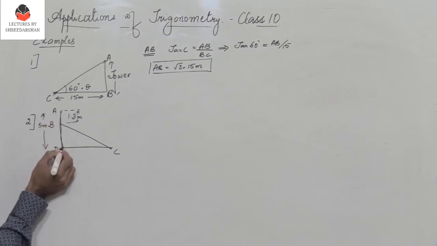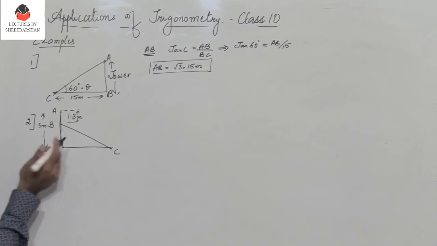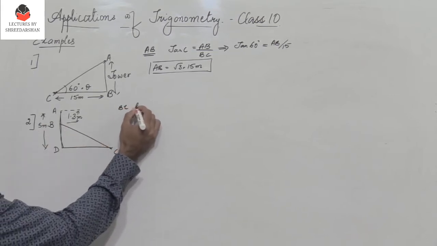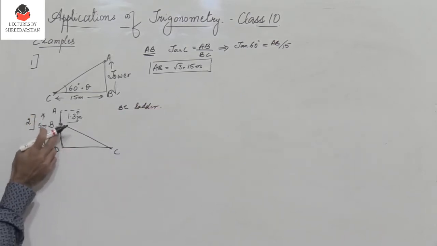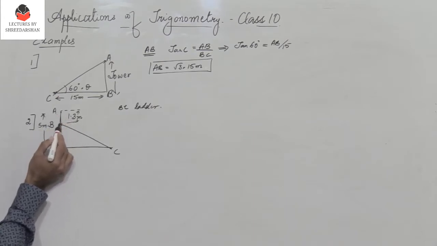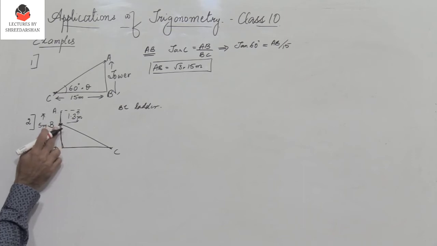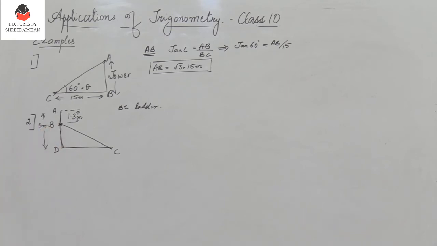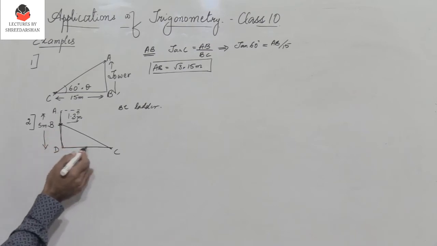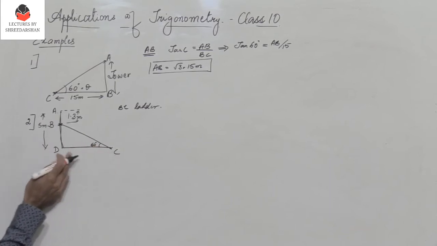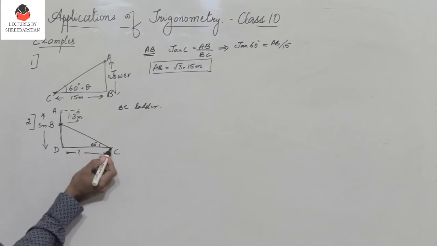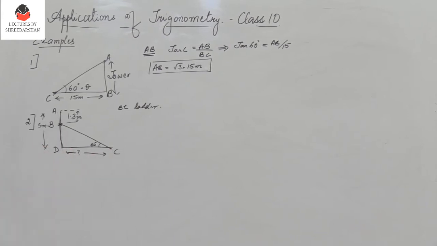So this is an electric pole which is of height 5 meters, and this is the ladder, BC is the ladder. I need to reach the point on the pole which is 1.3 meters below the top, so I need to reach B. In order to reach B, there is a ladder which is being placed, and the angle which the ladder makes with the ground is 60 degrees. So the question is, how far is the ladder placed from the electric pole?